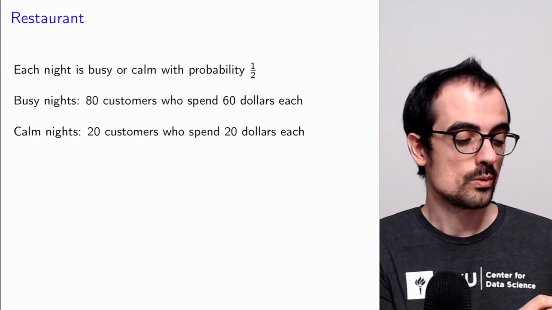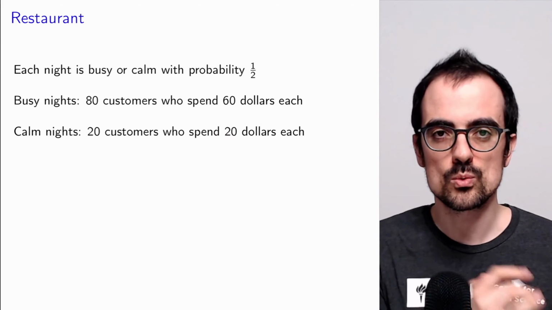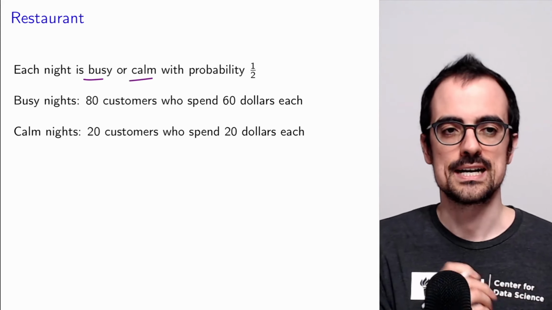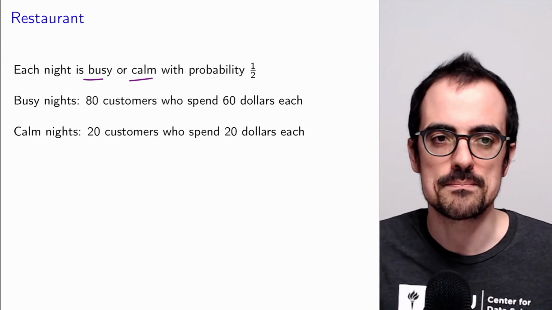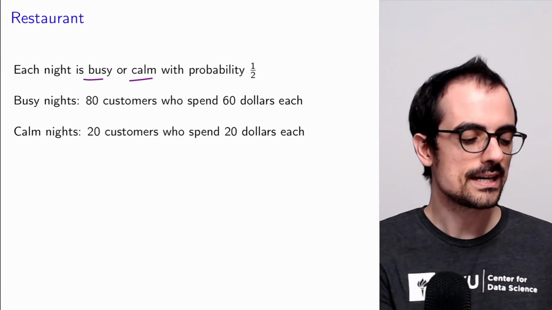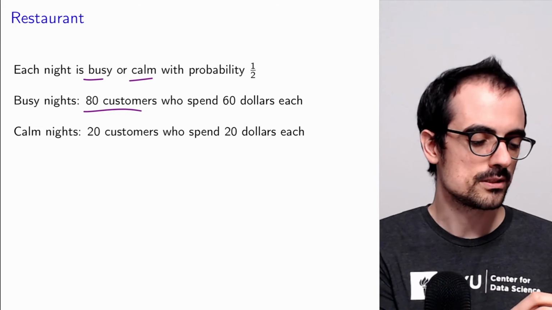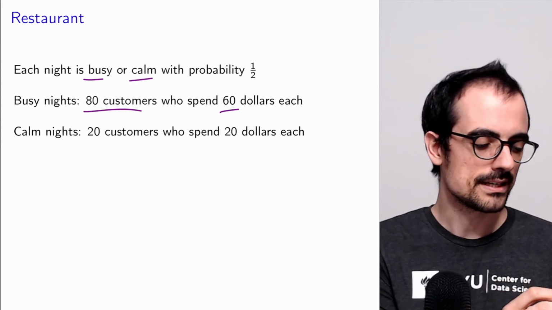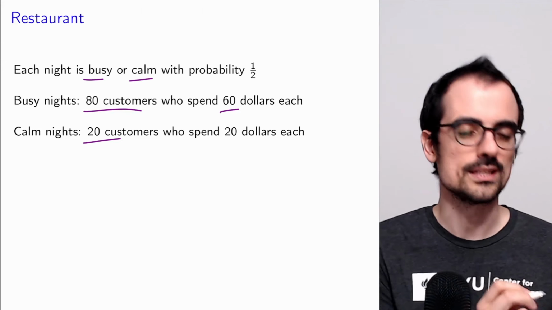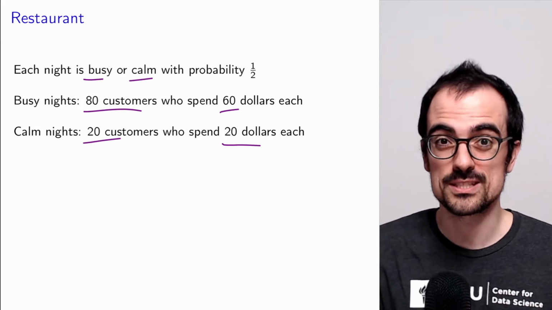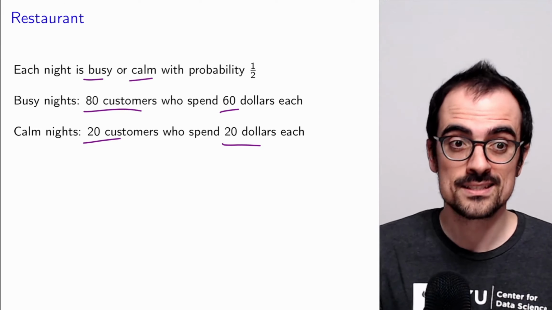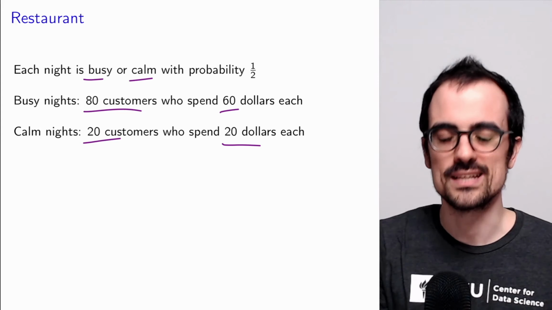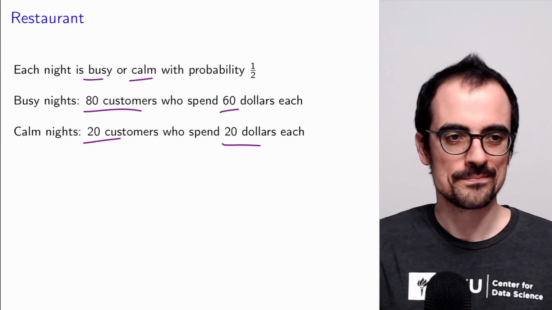So here we have a simple situation where there are nights that are very busy and nights that are very calm. And busy and calm nights happen with probability 1/2. On busy nights, there are 80 customers who spend $60 each. On calm nights, there are 20 customers who spend $20 each. So it just so happens that when we have fewer customers, they also consume less. And when we have more customers, they spend more money. And this is the effect that we're going to see when we compute the mean of the money.